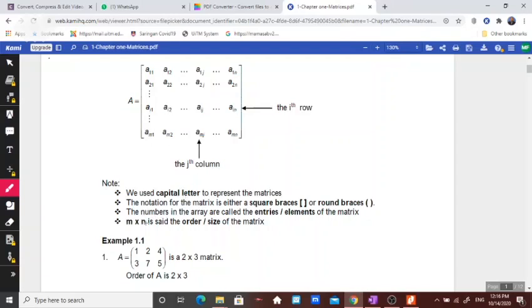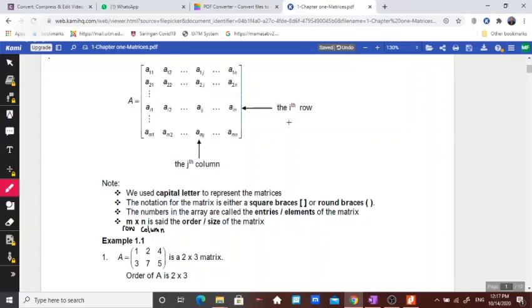And then the numbers M and N. What is M? M is the number of rows, and N is the number of columns. So to read the size, or order, of a matrix, we just read the number of rows by the number of columns.